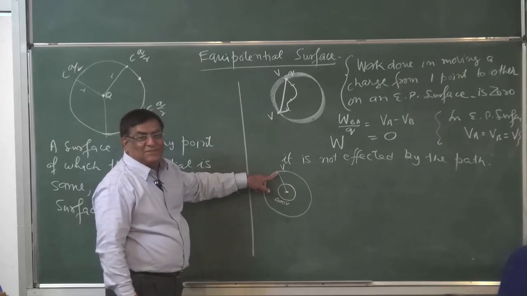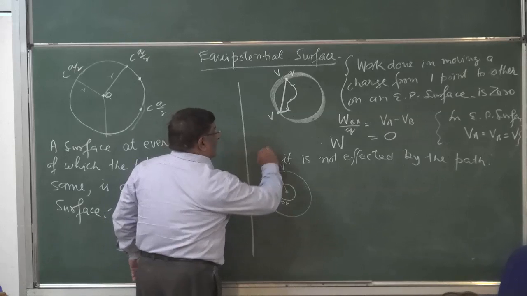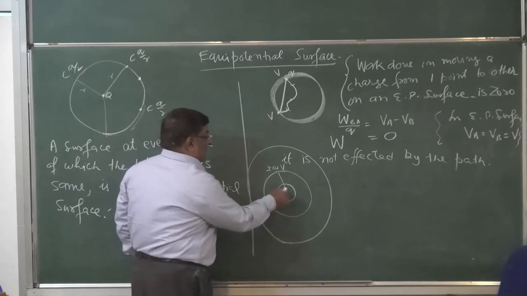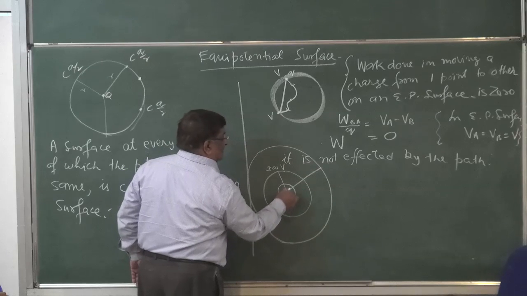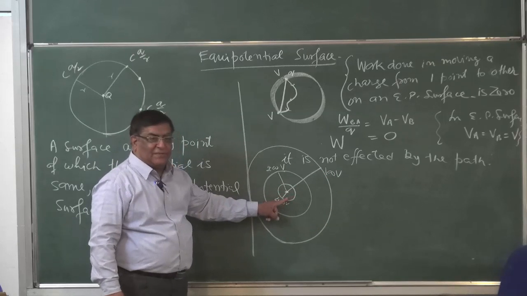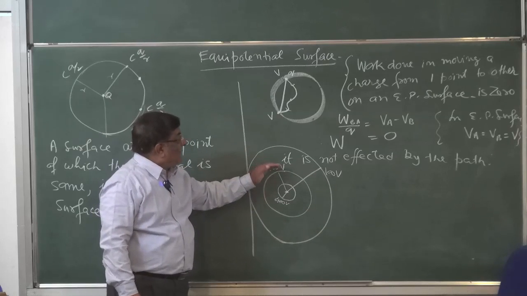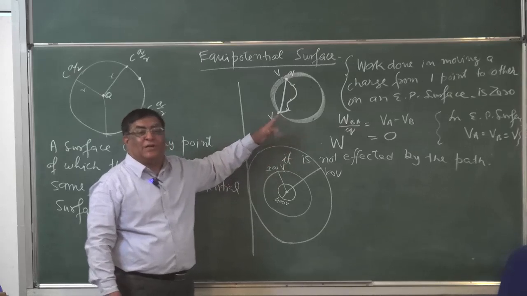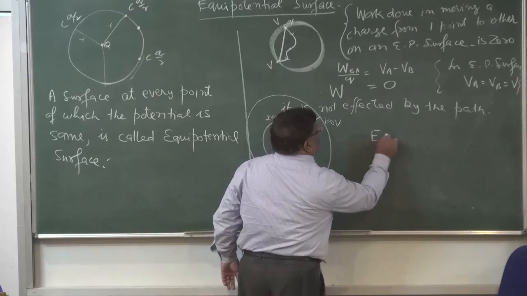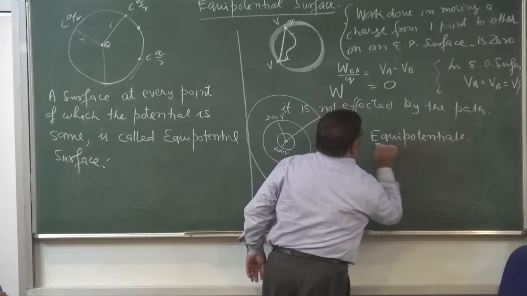If the distance increases, yes, correct, the potential will be less. This is another equipotential and the distance is larger here. So this is an equipotential surface, this is an equipotential surface, this is an equipotential surface. There can be a very large number of equipotential surfaces. All these surfaces will be known as equipotentials.